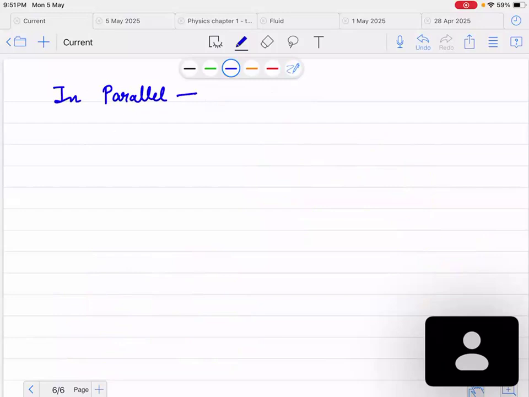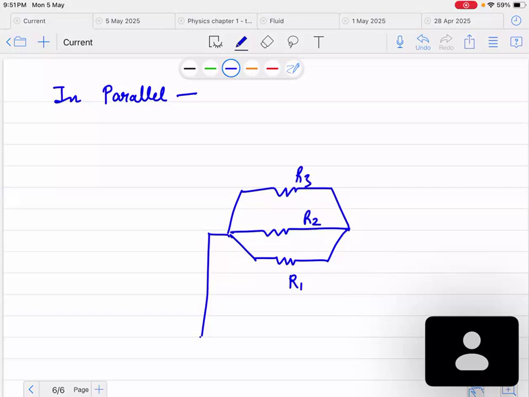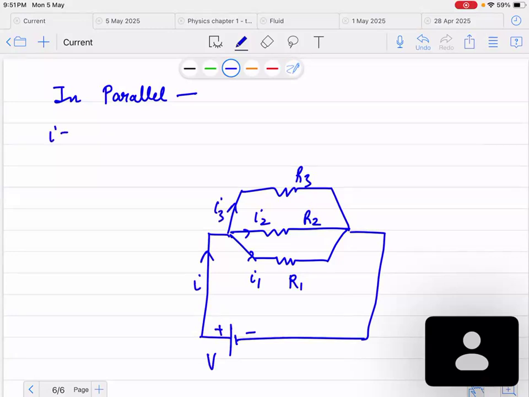combination, suppose there are 3 wires, R1, R2, R3. They are connected with some battery. So the voltage is V. Voltage will remain the same because voltage is a function of the point. But the current will divide into 3 parts, I1, I2, I3. So the total current is I1 plus I2 plus I3.